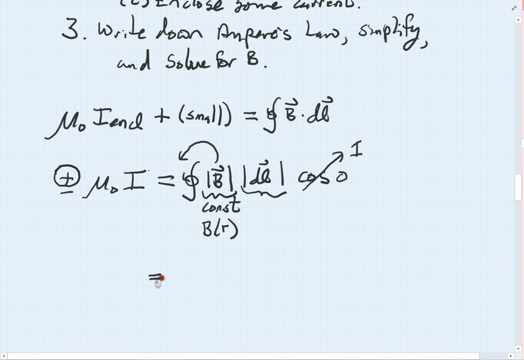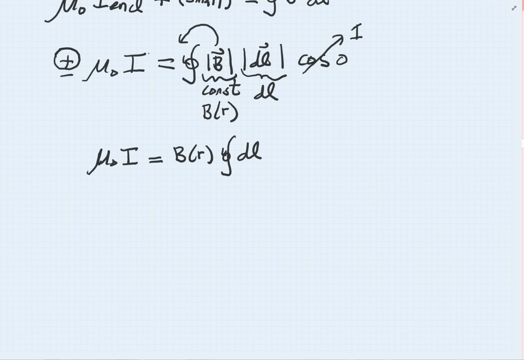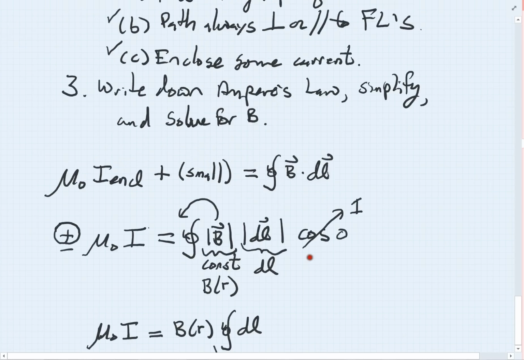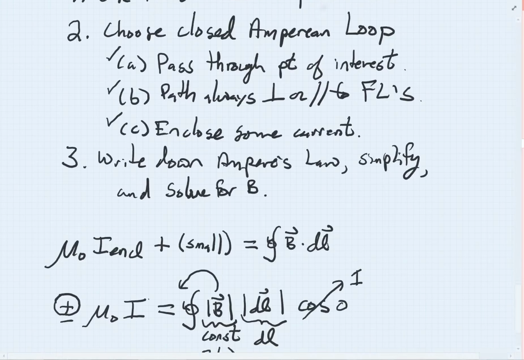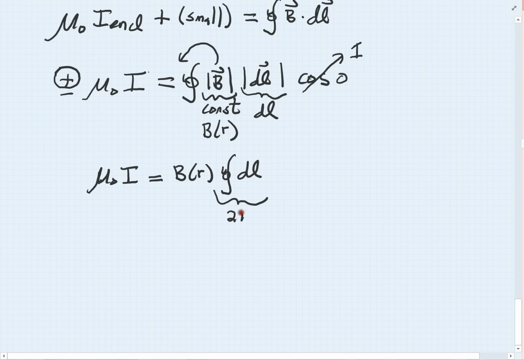So what we're left with is that mu naught times the current I is equal to the magnitude of the magnetic field at this distance r, which we are trying to compute, times the integral around my closed path of the little lengths that make up my path, dl. Well, that total sum of the magnitudes of my dl's is going to be nothing other than the total distance that I travel around my loop as I break it into a whole series of tiny chunks. So that would be the circumference of that circle. So this will be just 2 pi times r.